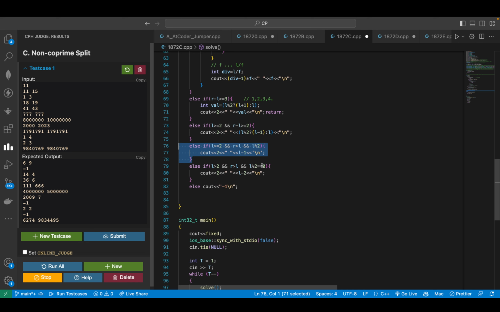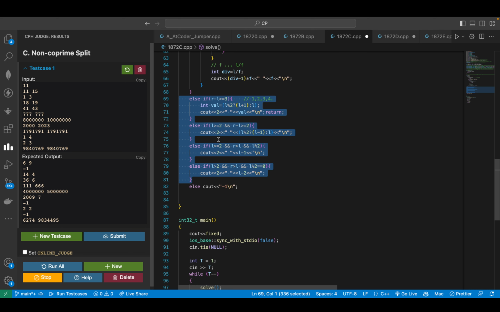Cool. And one other case I'm covering is if L is greater than 2 and R is greater than L, and L is even, then 2 and L minus 2 can definitely be the two numbers. Else, if none of these cases are applicable, then print minus 1. I'm pretty sure these can be combined into a single if statement using a ternary operator. Maybe beneath this video, I'll put a short code for this.